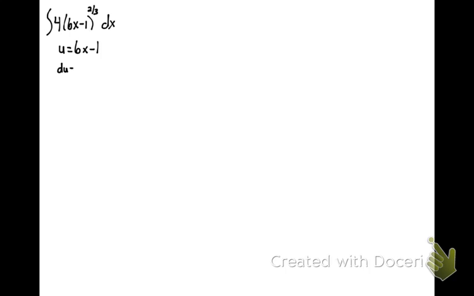So du equals 6 dx. Now, what I see in this problem is I have 4 dx. So I can see that if I multiply both sides of this equation by 4/6, the right-hand side becomes 4 dx. Right, so that means that 2/3 of du equals 4 dx. So now I have everything that I need so that I can make the substitution.